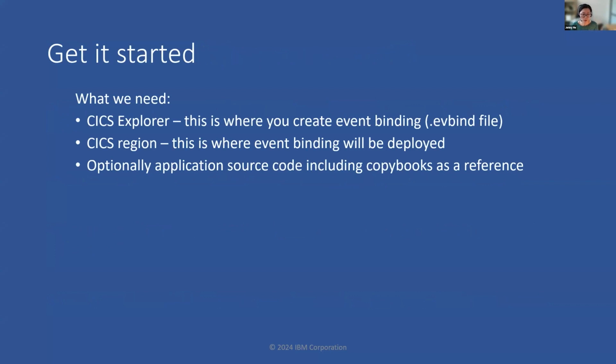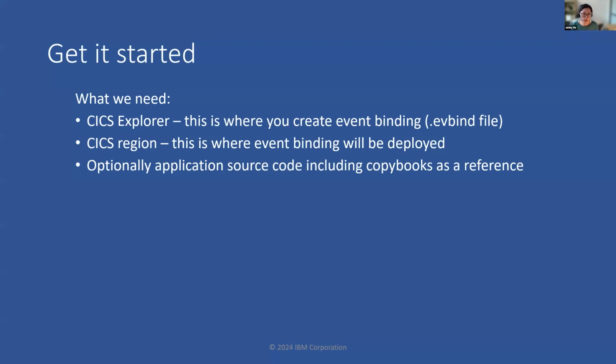This is the user interface environment to edit, create, or change an event binding. That's the name for a business event definition. Then, of course, we need a CICS region to run those definitions on. And optionally, if you have the application source code, including the COBOL copybook, for example, it would be handy to have. Then you know the exact CICS command, and if you need to filter on those copybooks, you can find out the offset.